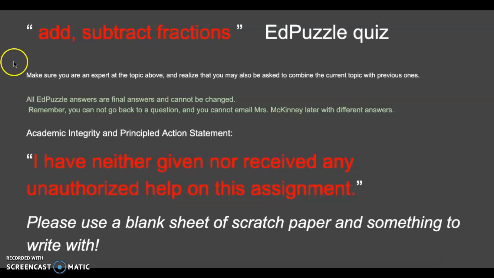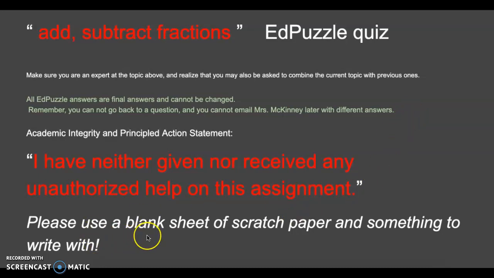Hello, darlings. This is your Add and Subtract Fractions Edpuzzle quiz. So make sure you are an expert at adding and subtracting fractions, and realize that I'm also going to ask you to combine it with previous topics. Make sure you realize that Edpuzzle answers are final and cannot be changed. You cannot go back to a question, and you cannot email me later with different answers.